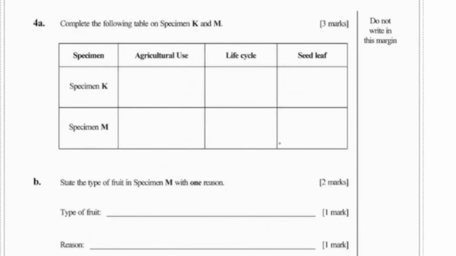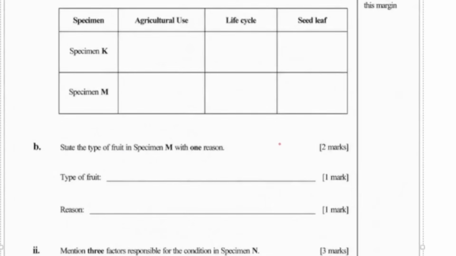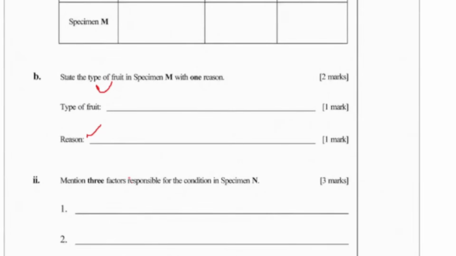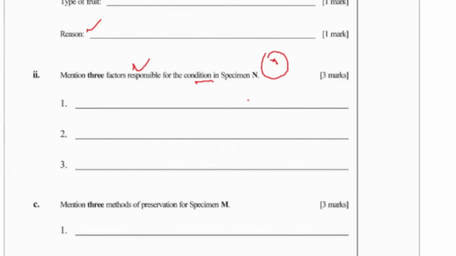The next one is going to say complete the following table on specimen K and M. So here you have specimen K, and then agricultural use, life cycle again, and seed leaf. You must know all those things. And then type of fruit again, the reason, and then the factors responsible for the condition of specimen N. If I can remember well, specimen N was your rotten tomato, right? So you see that's why they're asking for factors responsible for the condition. And then the next one is mention 3 methods of preservation of specimen M. So specimen M was your fresh tomato.